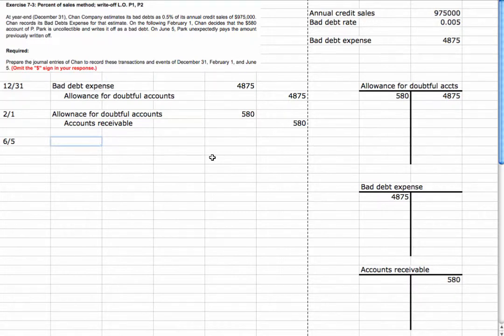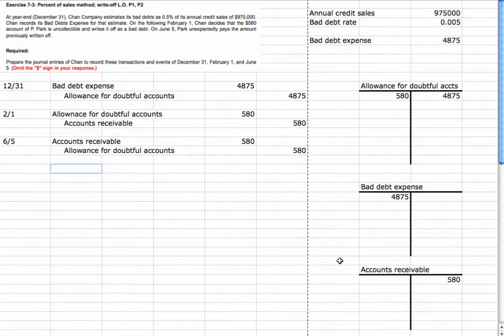So what we have to do is this journal entry on February 1st has to be reversed. So we're going to debit accounts receivable for $580, we're going to credit the allowance for doubtful accounts for $580.